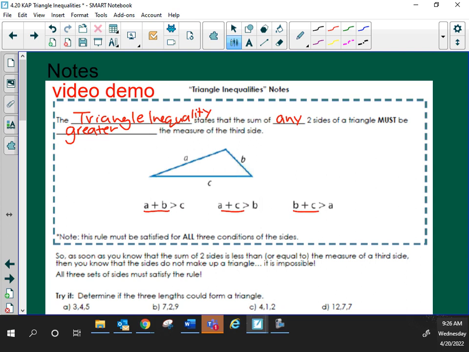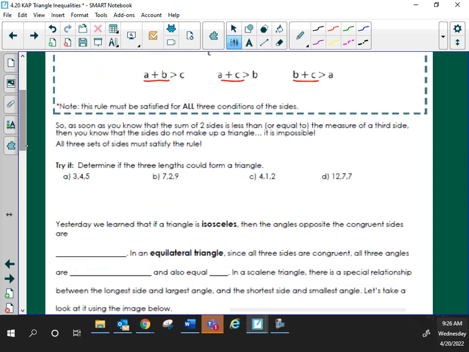If you do any combination, it should always be greater than the third. Now, lots of times you can eliminate answers just by taking the smallest two and making sure it's bigger than the longest. Okay, and you'll see that when we practice right here. So as soon as you know that the sum of any two sides is less than or just equal to the measure of the third, you know it cannot make a triangle.